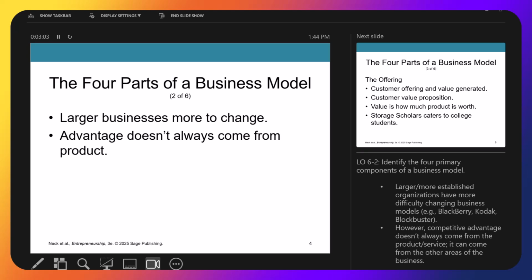Advantages don't always come from the product. When we look at this, sometimes it may not come from the product. The advantage may come from a better marketing strategy. Why is it that you can find a better product out there, but for some reason that product doesn't sell as well as one that's slightly less good? It's because there are a lot of things you have to take into consideration, but that's just one example of how that could happen.